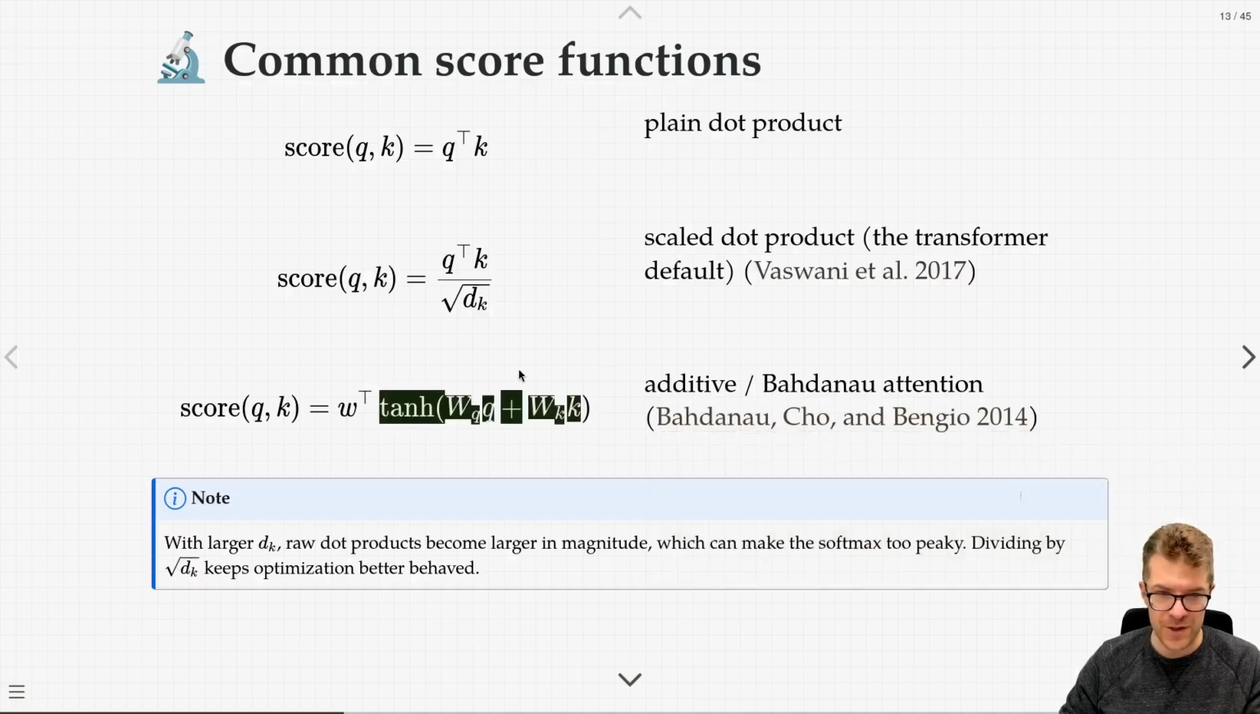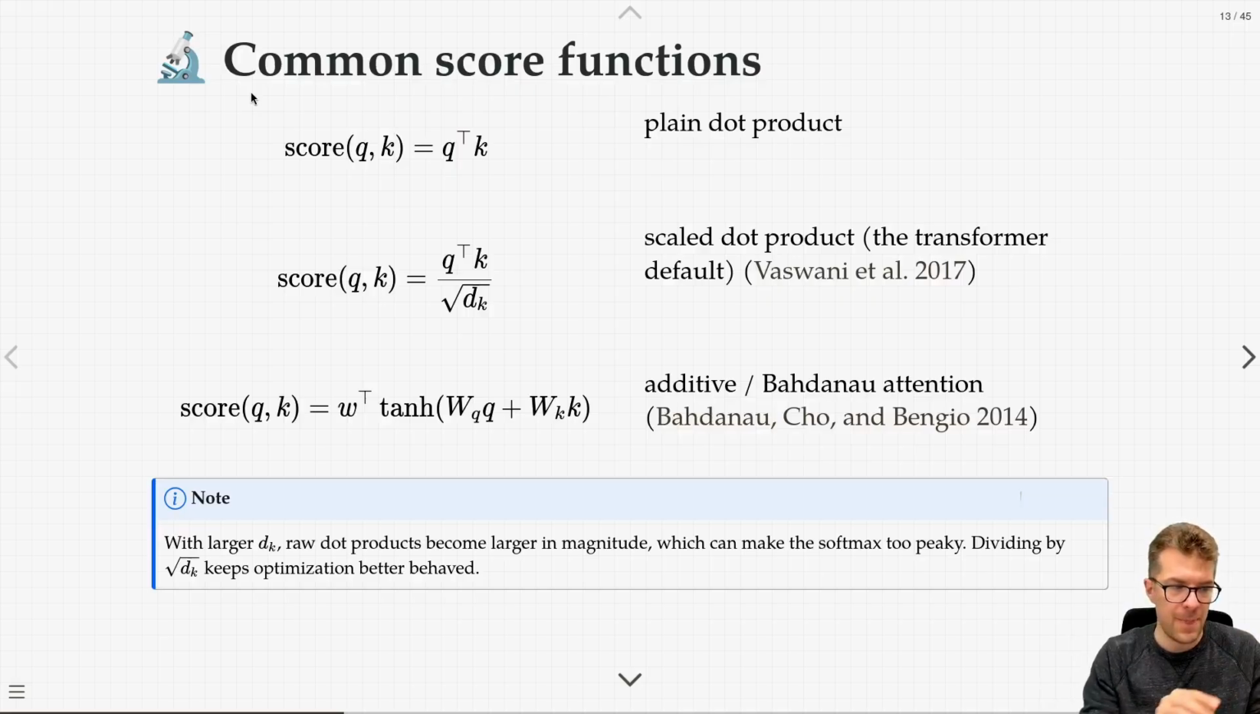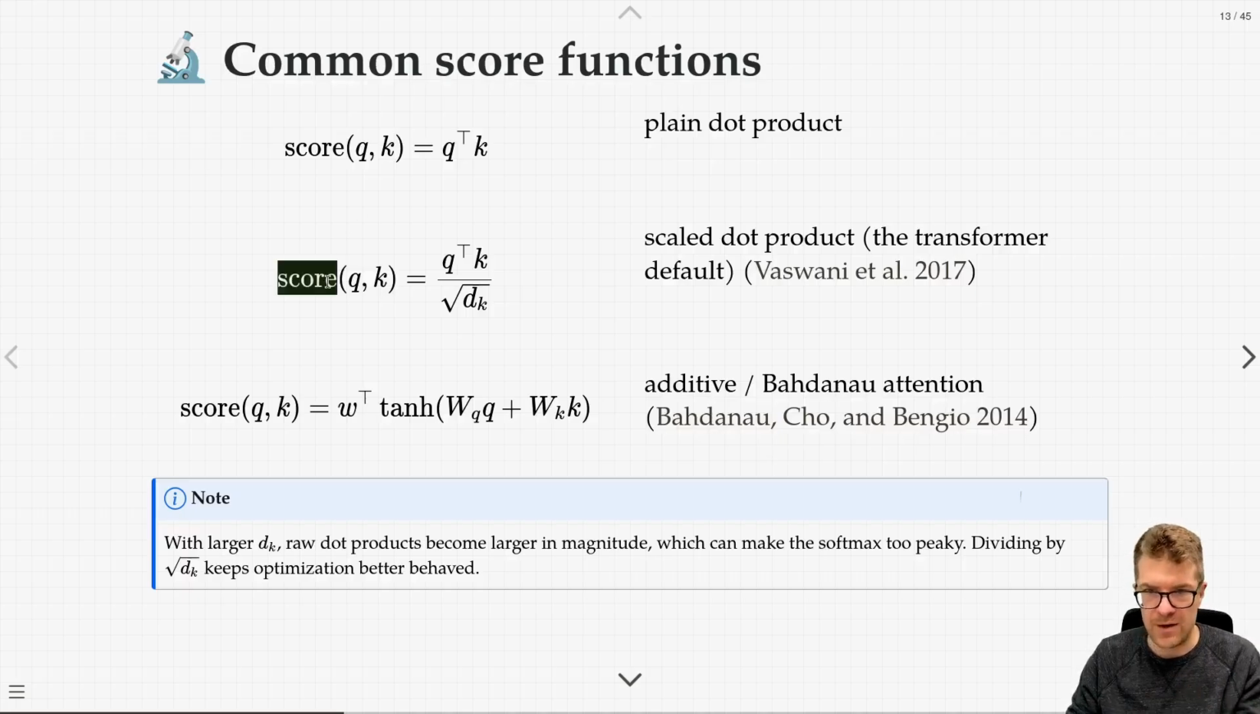Another score function is additive attention. I'm not going to go too much into how these score functions differ. This is an aside anyway. It's just to mention that how we relate a query and the keys of our inputs, there's various choices we have at our disposal, but the scaled dot product is the default in transformers.